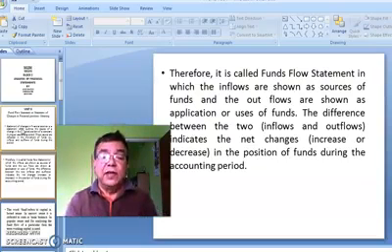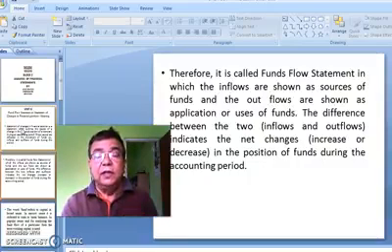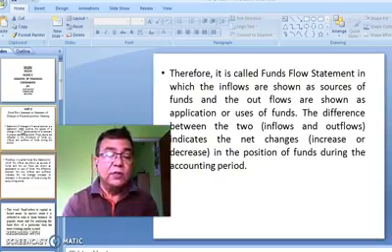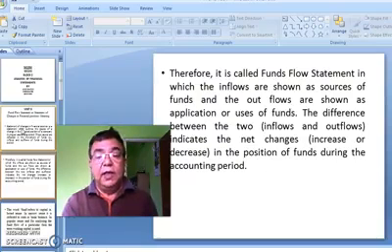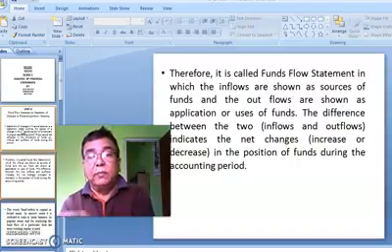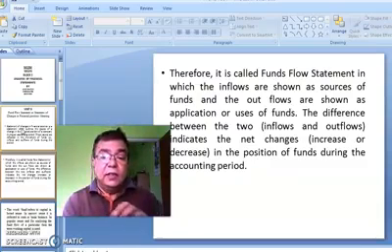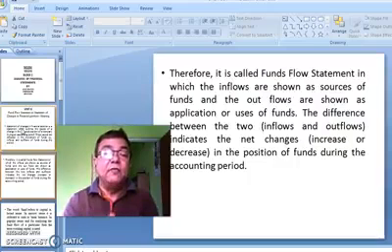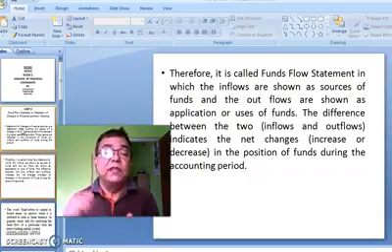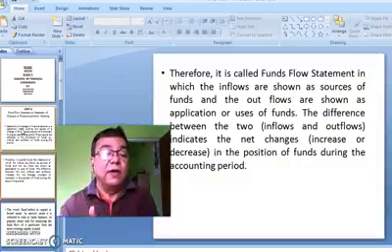Say for example, in the previous year the amount of fixed assets was rupees 1 lakh, and in the current year the balance sheet shows the same fixed assets as rupees 1,50,000. That means 50,000 of fixed assets increased. That means there is an outflow of fund, that is, additional fixed assets have been purchased for rupees 50,000. So there is a movement of fund, that is outflow of fund.